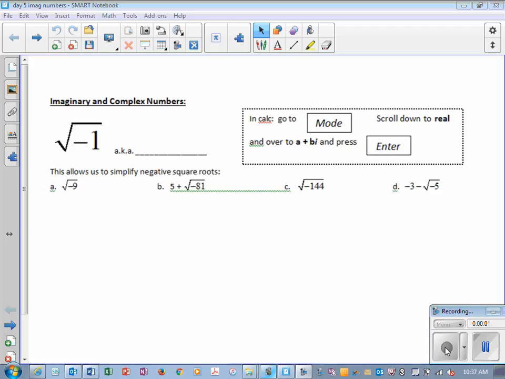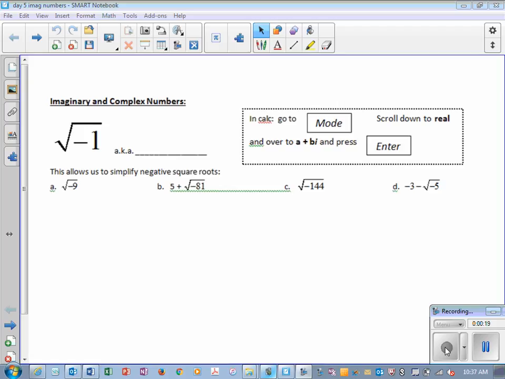So today we're going to talk about imaginary numbers. All right. So far you guys have only dealt with real numbers. But now that you guys are in algebra 2, we're going to learn that there is a whole world out there of imaginary numbers.